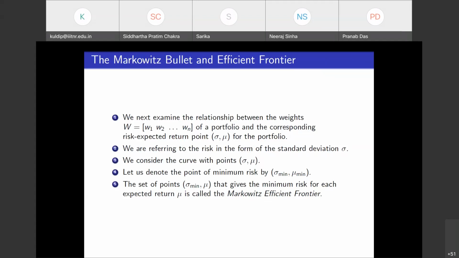So this means that it is for each expected level of return. If I fix my return, now for that return there could be many different values of sigma. Amongst them, whichever is the smallest value is the one which will be chosen, and then the curve that is generated out of it is what is known as the Markowitz efficient frontier.